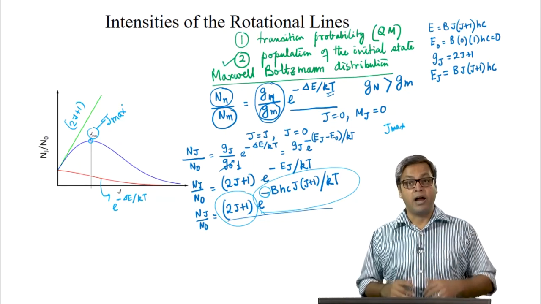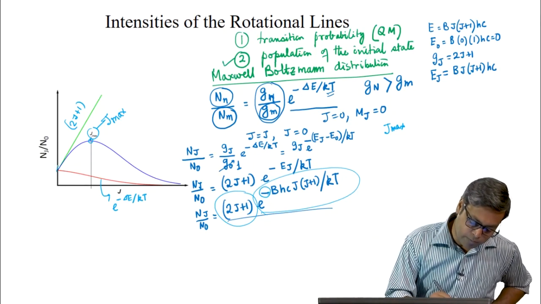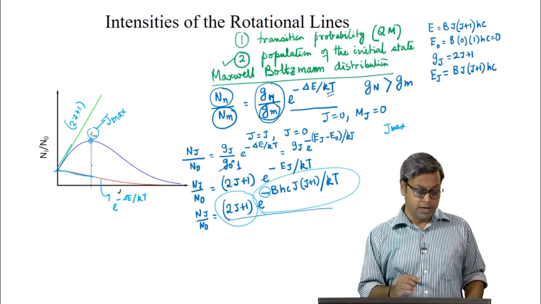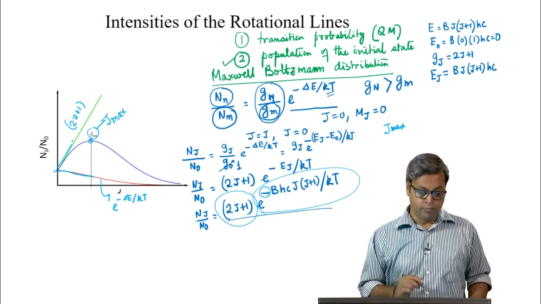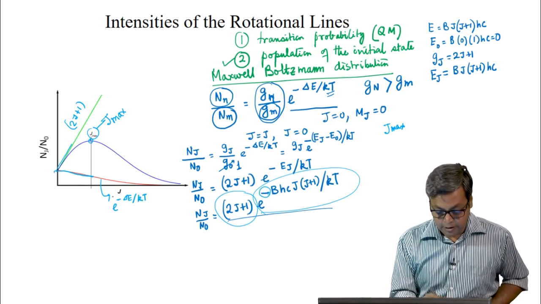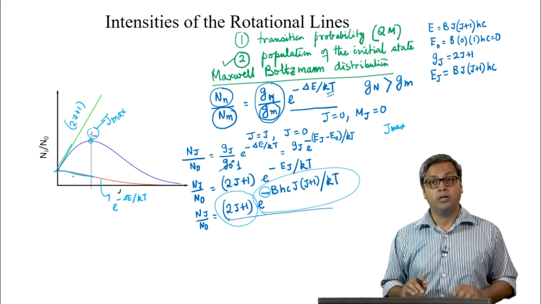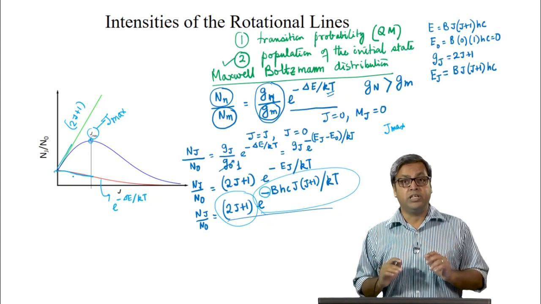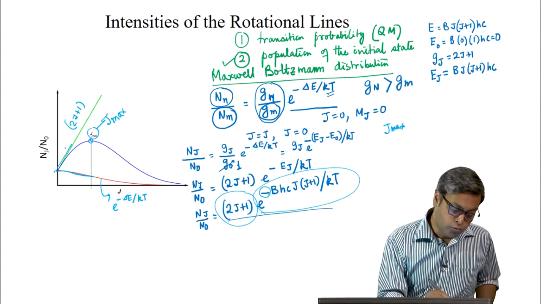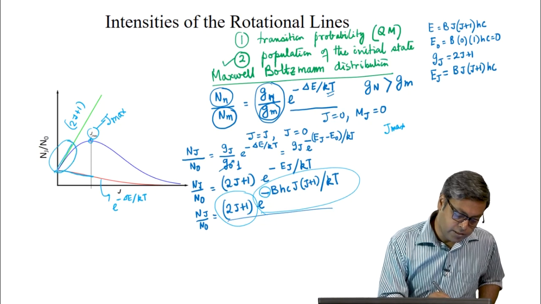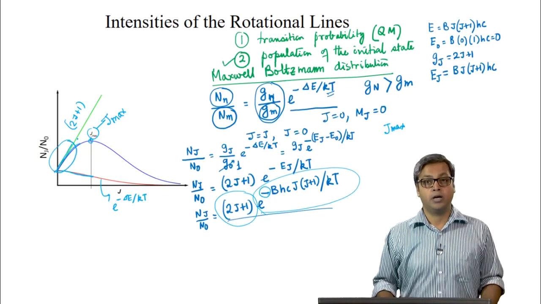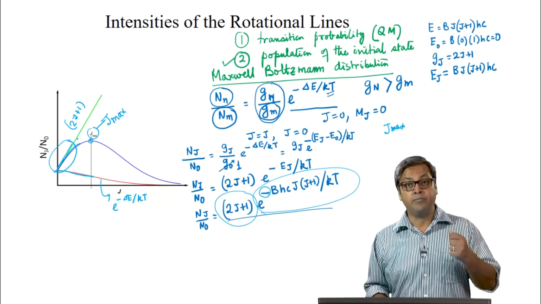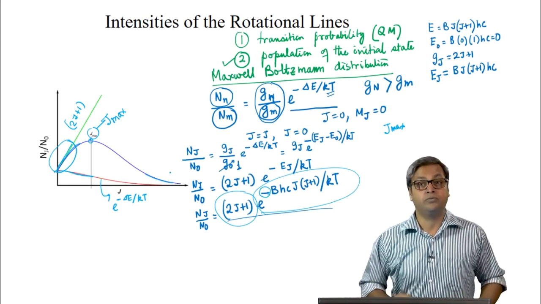So, the 2J+1 factor increases with J, whereas the exponential term rapidly decreases. So, we can see that 2J+1 factor increases with increase in J and the exponential term decreases with increase in J. So, at low J, the 2J+1 term makes this increase in this blue curve, but at higher J, the exponential factor wins and N_J/N_0 approaches 0.